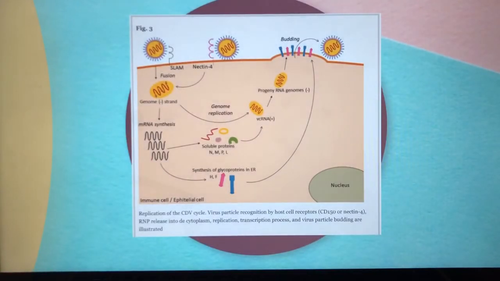And then here again is just a more detailed picture of the replication that goes on actually inside the infected individual. So if you want to pause this and see the different proteins and the SLAM and Nectin-4 receptors binding and such, here's where it is.